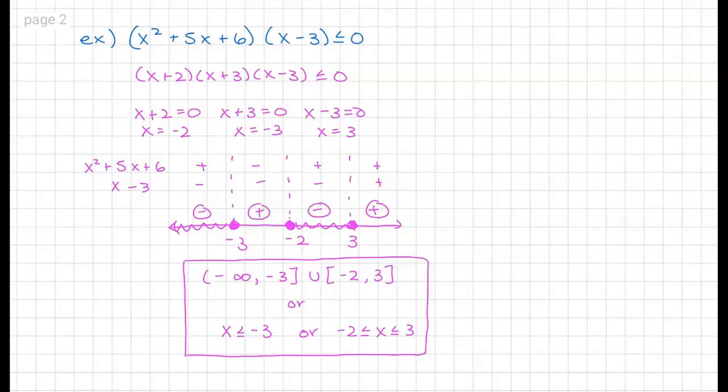But after that, the only other difference is here. This time it did equal 0, so I did want to make sure I shaded in the circles. And I was looking where it was less than 0. So this time I wanted to make sure to shade where it was negative. And then I wrote my answers. But other than that, it's the same kind of problem.